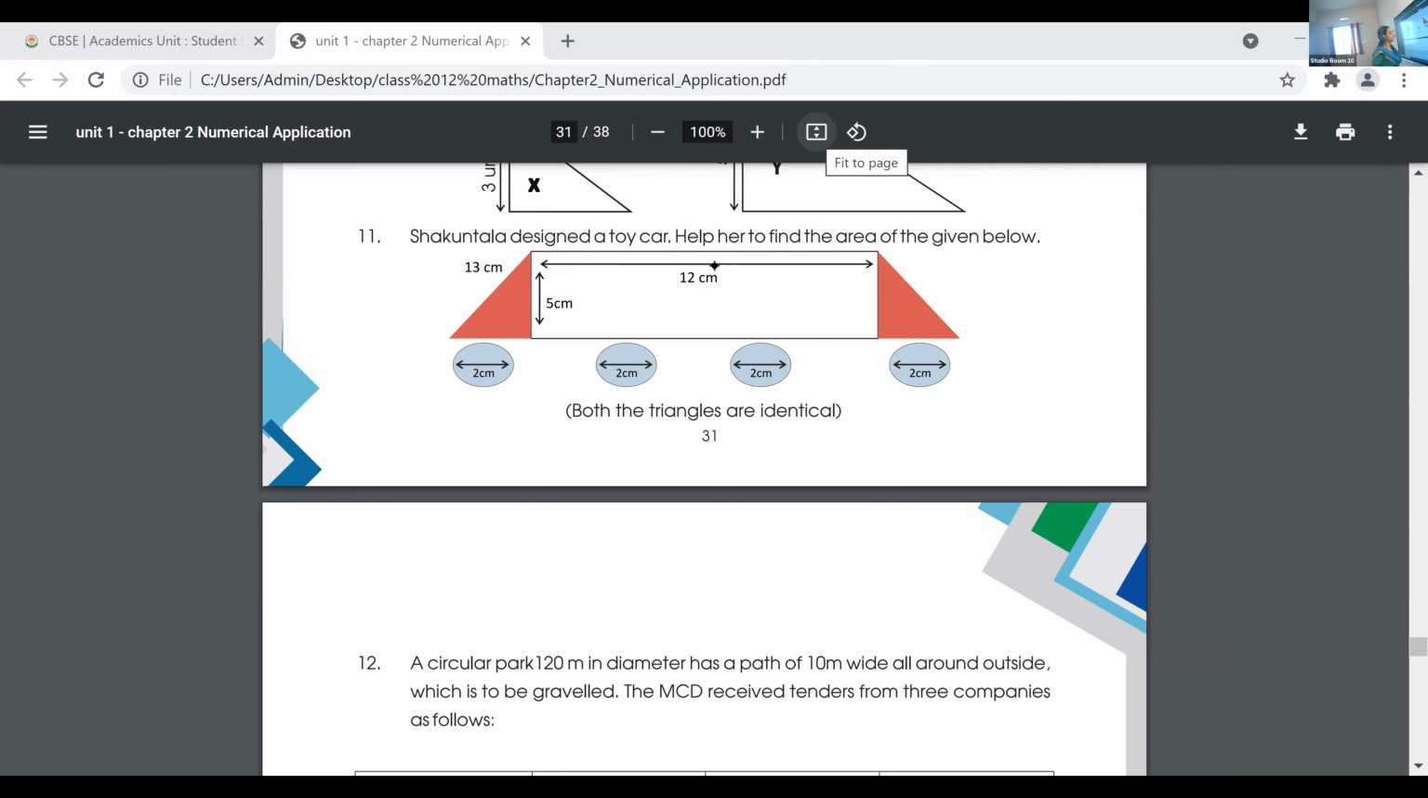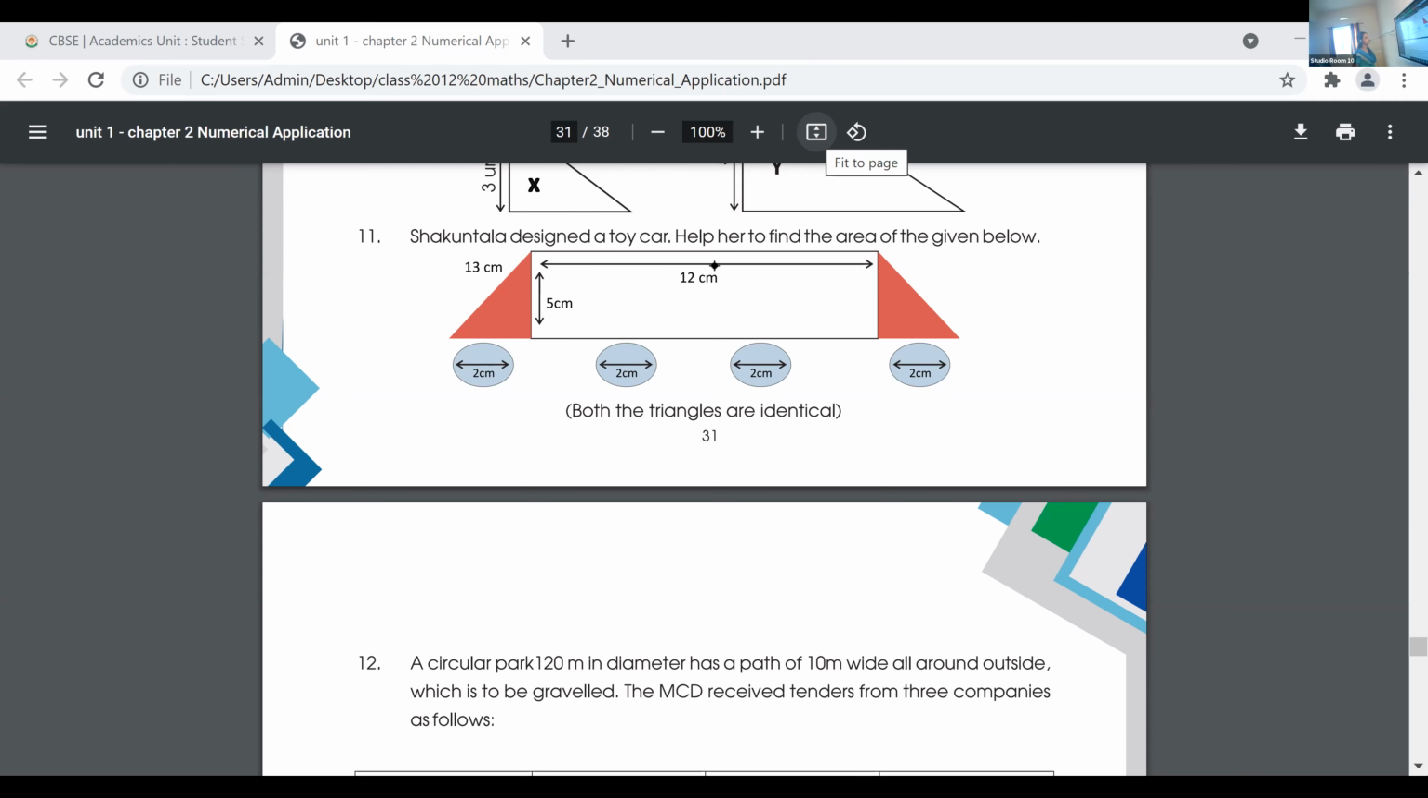So look at here. What is the height here? Height means the distance between the parallel lines. What is the distance between the parallel lines here? Is it 5 centimeter? Distance between the parallel lines is 5 centimeter, isn't it? And what about the length of the parallel lines? If you look at the top line, what is the length of the top line, Pavitra? 12 centimeters.